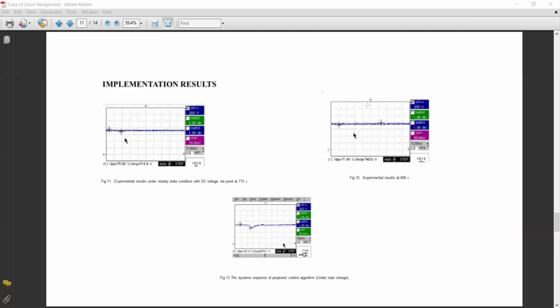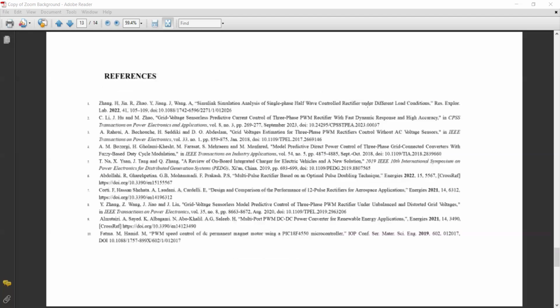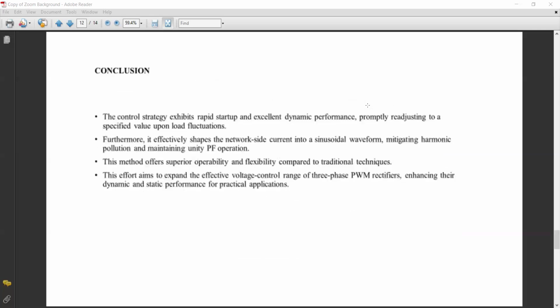Next, moving on to the conclusion. The proposed control strategy exhibits a rapid startup and excellent dynamic performance, promptly readjusting to a specified value upon load fluctuations. It effectively shapes the network side current into a sinusoidal waveform, mitigating the harmonic pollution and maintaining unity power factor operation. This method also offers superior operability and flexibility compared to the traditional techniques.